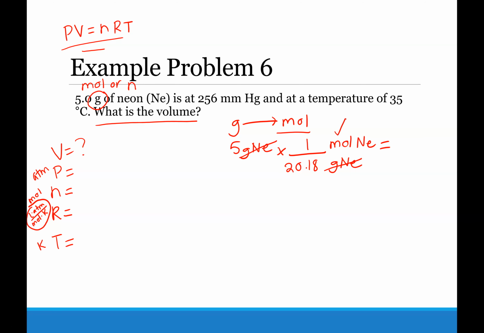So 5 divided by 20.18 is 0.247, so 0.25 moles of neon.